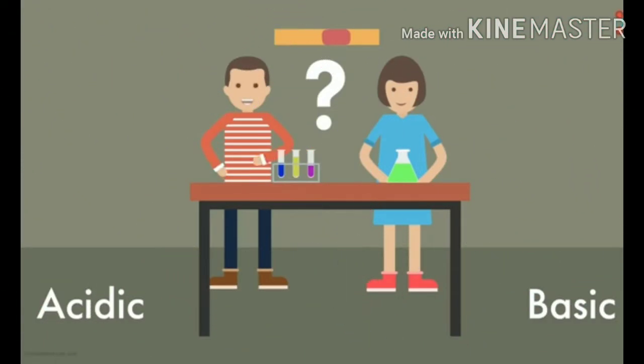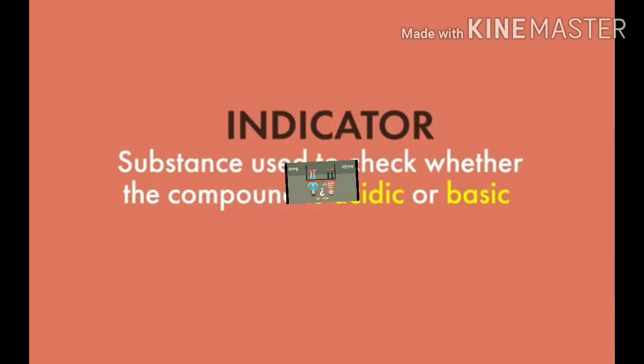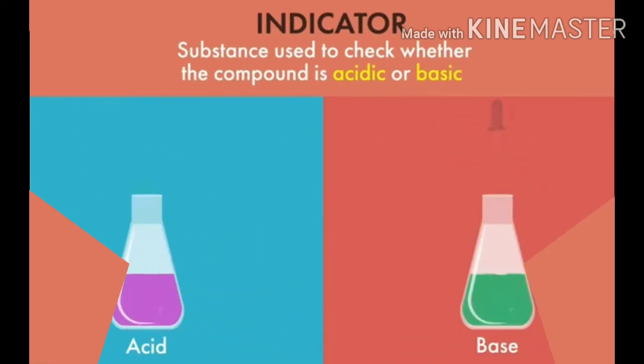So, what can we do to identify acids and bases without tasting or touching them? Yes, these can be recognized by observing their effect on certain chemicals or natural substances called indicators. They are also called acid base indicators or simply indicators.